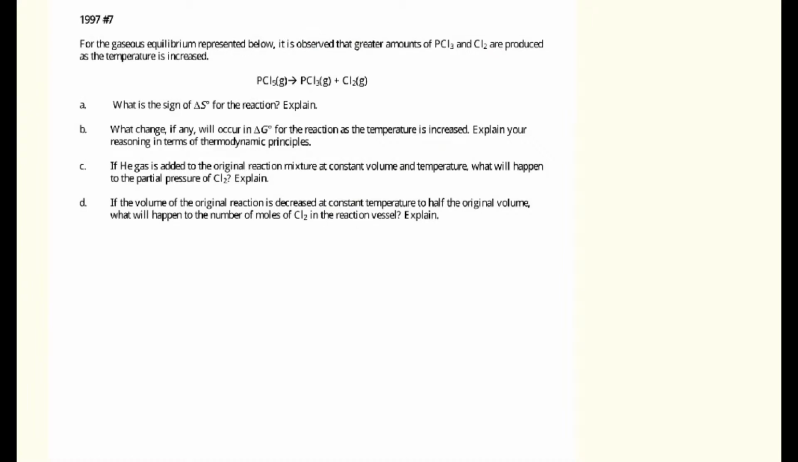1997, number 7, part A. We want to know what the sign of delta S is for the reaction. So it's going to be a qualitative idea, and we're going to look at the reaction up here. And you remember the whole idea is delta S will be positive, and that's probably the easy part of the answer, because we've got to come up with some reasons for that. So I'm going to write down an explanation.